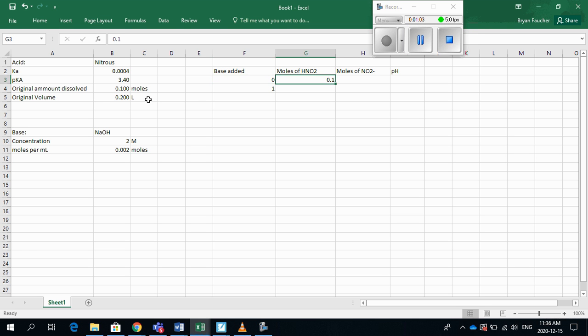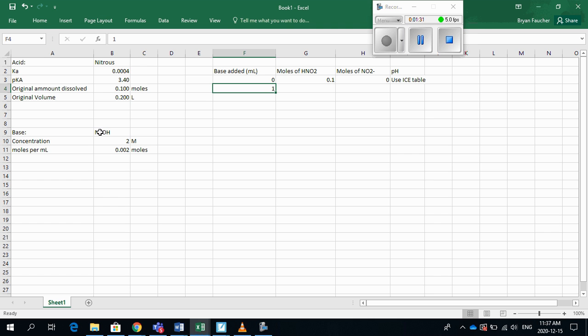So I have the 0.1 molar nitrous acid that I started with and no NO2 minus. That means that I can't use Henderson-Hasselbalch here to calculate the pH. I need to use an ice table. And you can do that by hand later on. But as soon as we add just 1 milliliter, so this is base added measured in milliliters of the NaOH, then we're going to start to use our buffer.